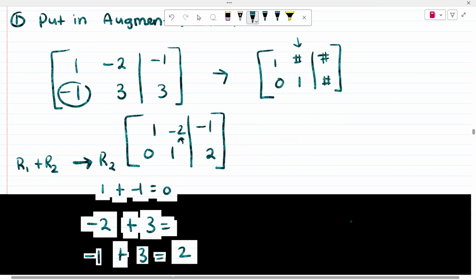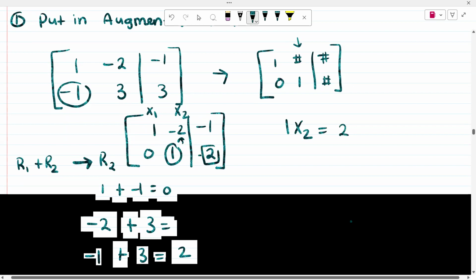So what is our solution? If you recall, this column is x1, this column is x2. So let's look at this x2. This is your coefficient. So this would be expressed as 1 x2 equals this number, 2. So we found what x2 is.